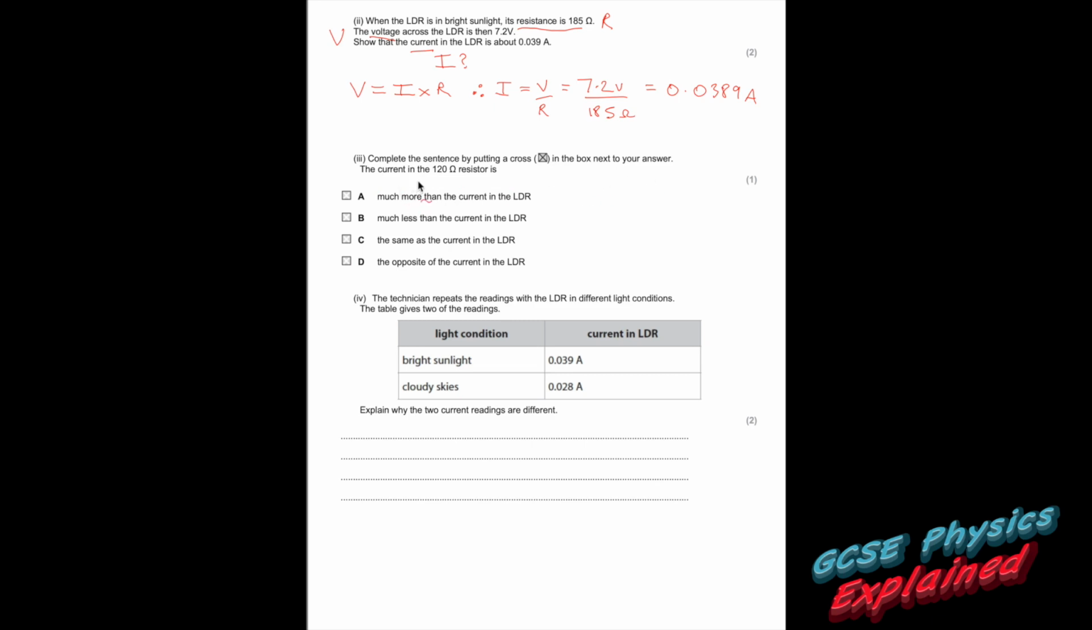Part 3. Complete the sentence by putting a cross in the box next to your answer. The current in the 120 ohm resistor is much more than the current in the LDR, much less than the current in the LDR, the same as the current in the LDR, or the opposite of the current in the LDR. Don't even know what that means. Right, let's have a little look.